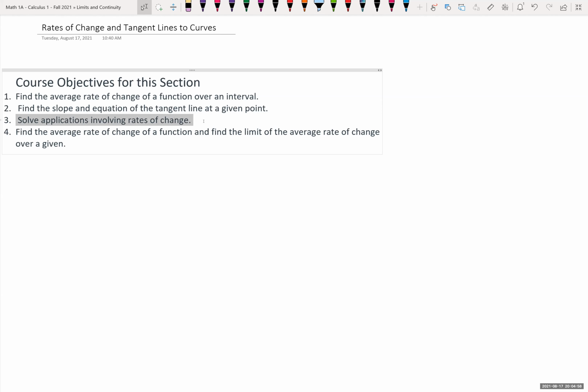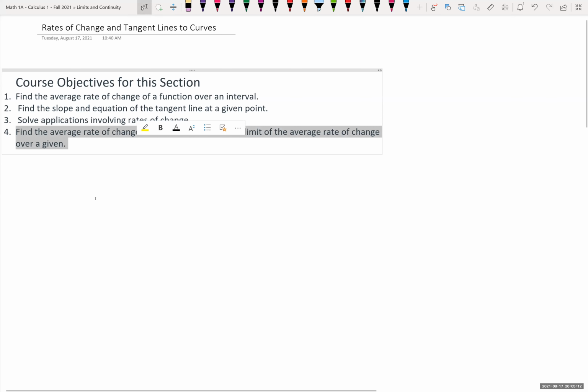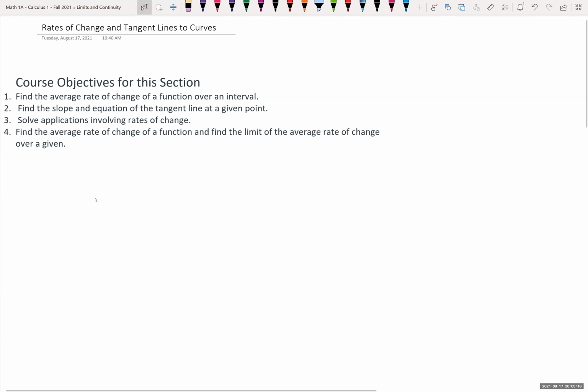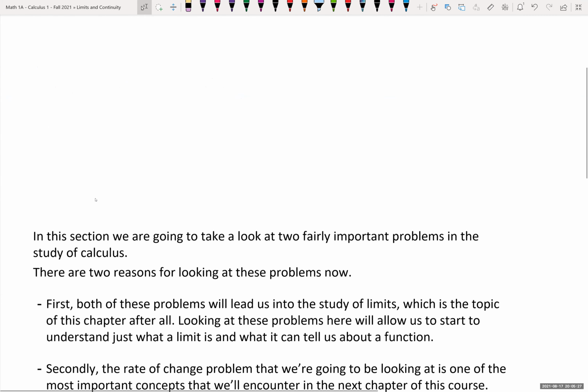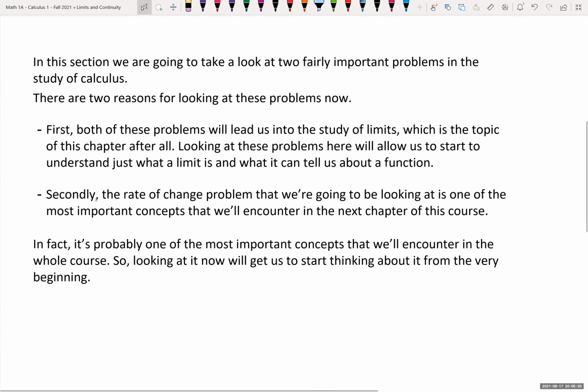You should be able to solve applications involving rates of change, and you should be able to find the average rate of change of a function and find the limit of the average rate of change of a function. You might not understand what any of that meant, but once we finish, hopefully you can go back and recall and understand what those things are. So that's about what we're going to be talking about today.